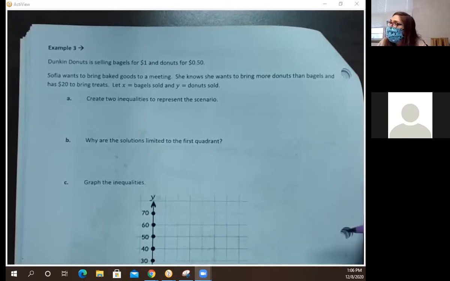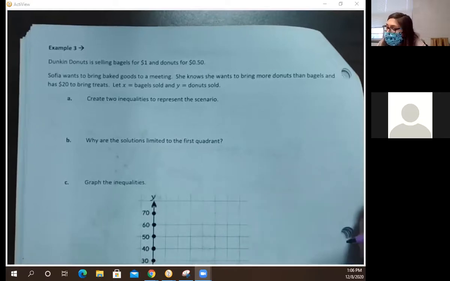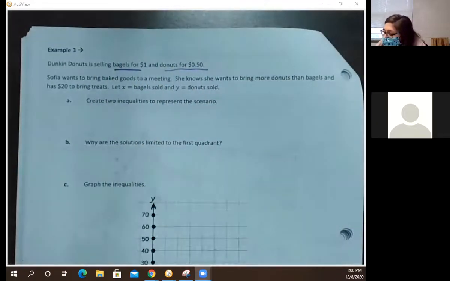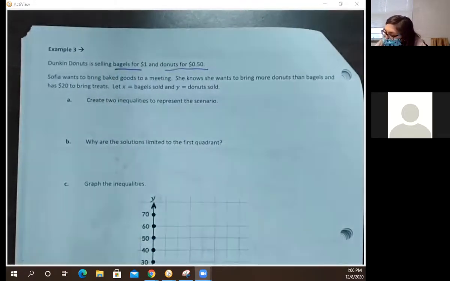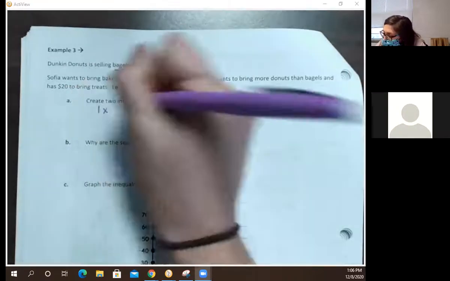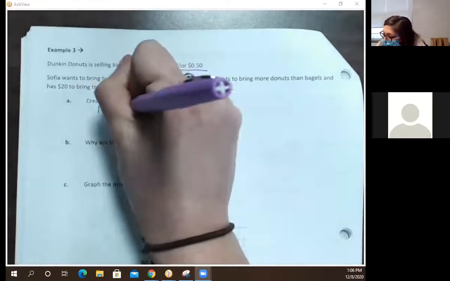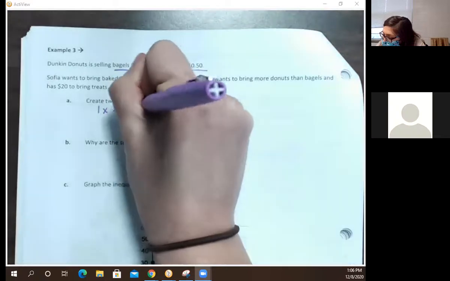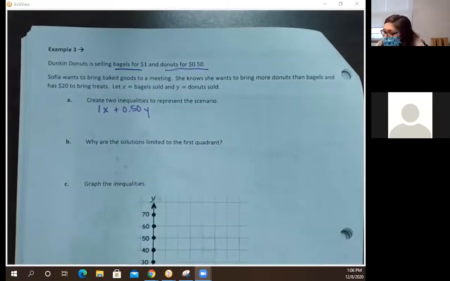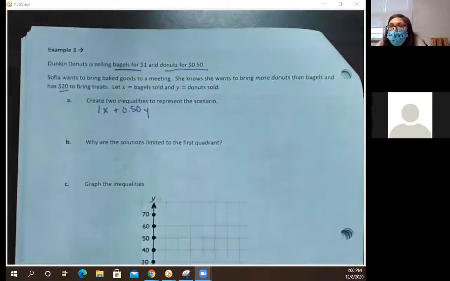Just like with that quiz problem, you had information about how much each type of ticket costs. Here we've got information about how much each type of baked good costs. We know bagels are $1 and donuts are 50 cents. Since X is bagels, I know it's $1 for every bagel and 50 cents for every donut. Y is donuts. And then I know the total amount of money I have to spend. I have $20.